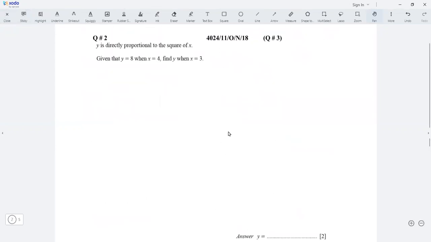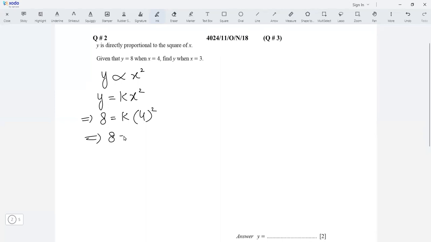In question number 2, it says that y is directly proportional to the square of x. So write down y, and there is a proportionality sign. Write down square of x, which means x raised to the power of 2. Before that, we have to remove that proportionality sign with a constant and an equals to sign: y equals kx squared. Given that y equals 8 and x equals 4, now replace y with 8 and x with 4. So 4 squared is 16. So 8 equals k multiplied by 16.